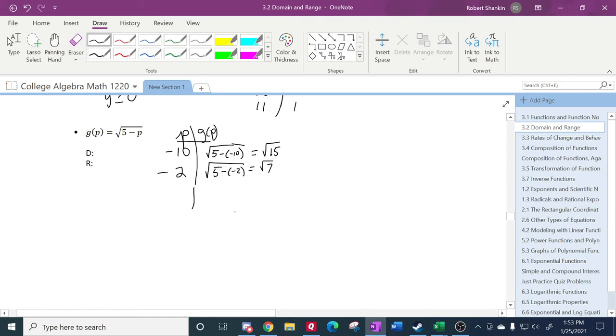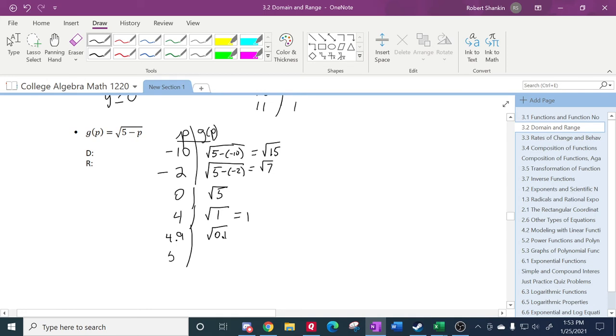that's okay. When I get to 0, that's fine. When I get to 4, that's fine. Square root of 5, I'll leave it like that. Square root of 1 is 1. When I am at 4.9, it's square root of 0.1, and that's fine. As long as it's not a negative number inside the radical.